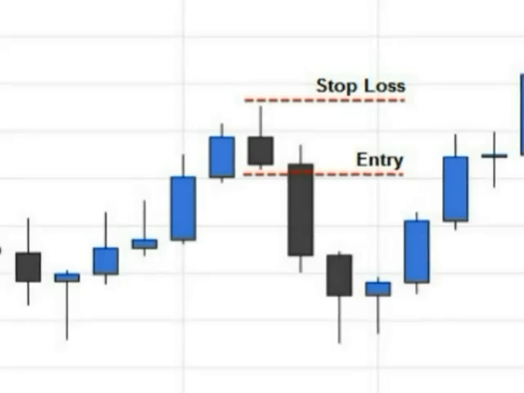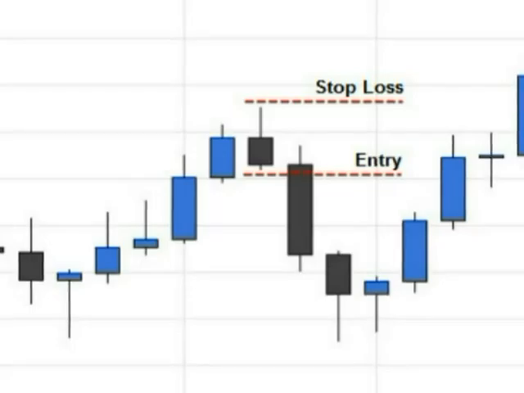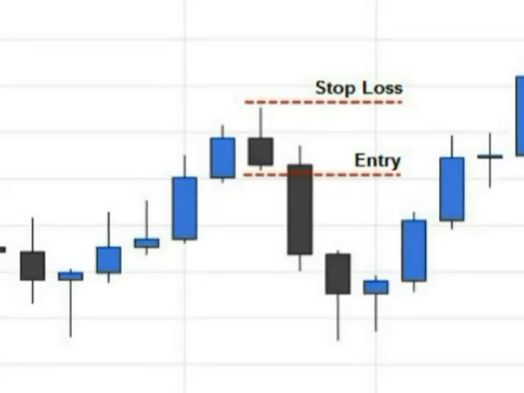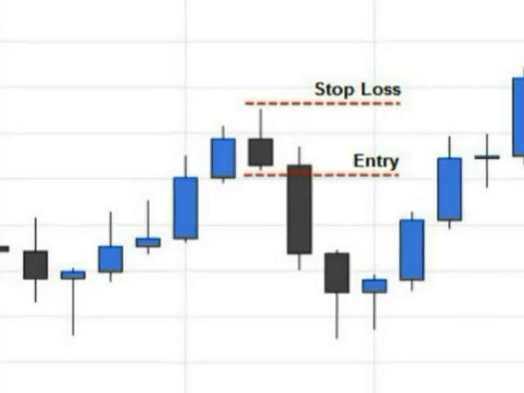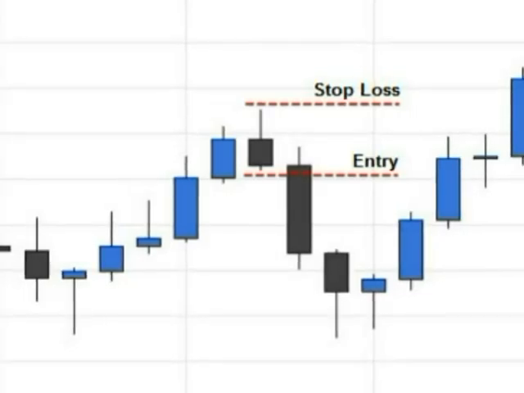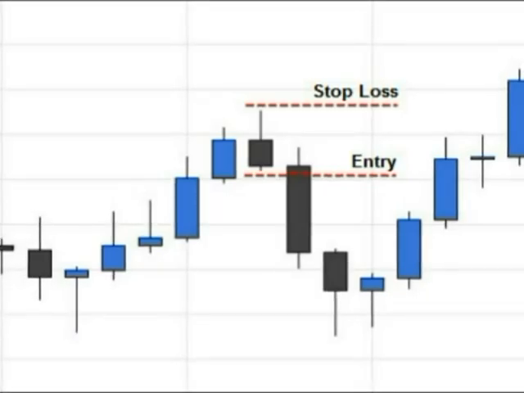The traditional confirmation entry happens when price breaks the low of the second candlestick in our dark cloud cover signal. The only other option is to enter at the open of the new candle. Your stop loss should be placed above the highest high in the pattern. Remember to add the spread in Forex.